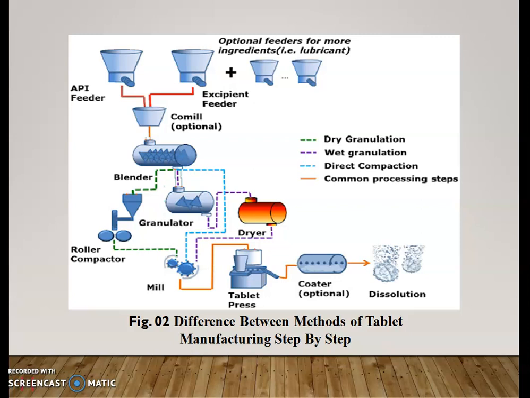First we look at the direct compression method. In that, simply we have the ingredients, we weigh the ingredients, pass them through the sieve, mix them, and finally compress into the tablet. Here you can see the direct compression method indicated with this dotted line, that is, directly weighing the ingredients, mixing and finally compressing into the tablet.